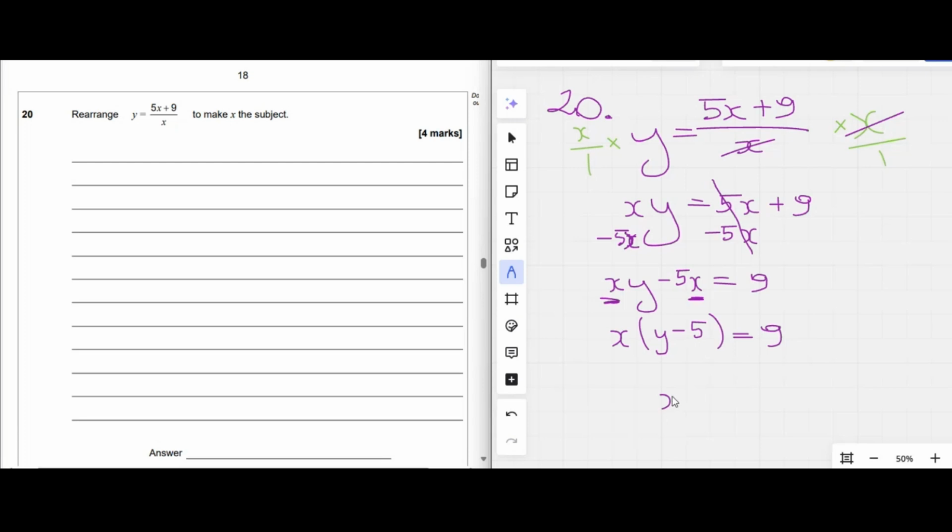So to make x the subject, we should now divide by this whole thing that is sitting next to x. And the same on the other side. We can put that as the fraction 9 over y minus 5, and that's the answer.